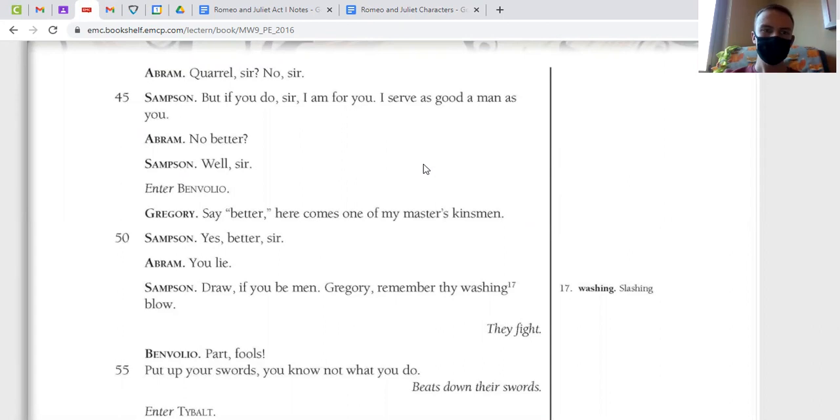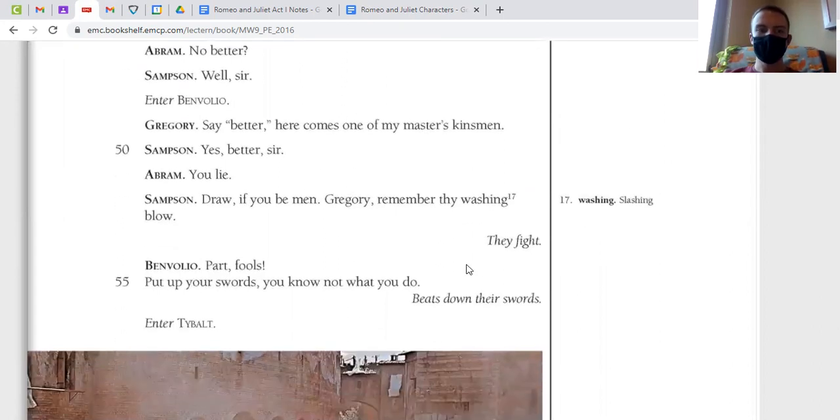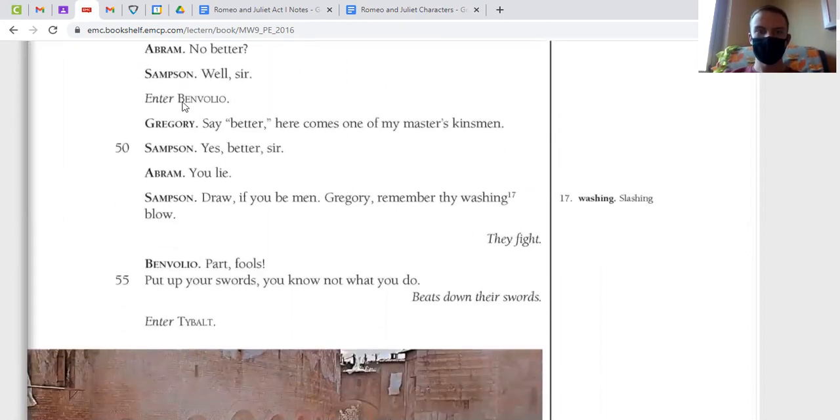I'm good. Anyway, they start fighting, and right here, they talk to each other. Draw if you be men. Gregory, remember thy washing blow, slashing blow. And then you look down here and it says they fight. All right, so that's all started. These four guys are fighting each other.